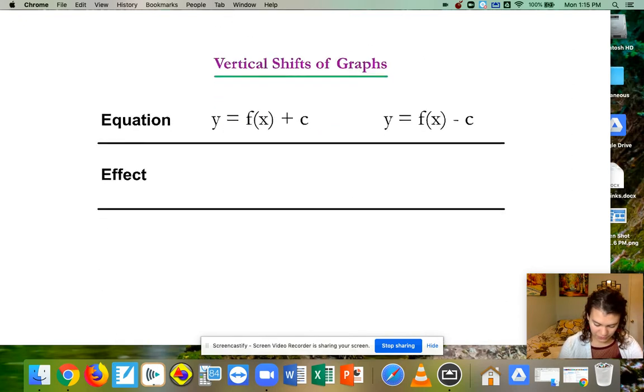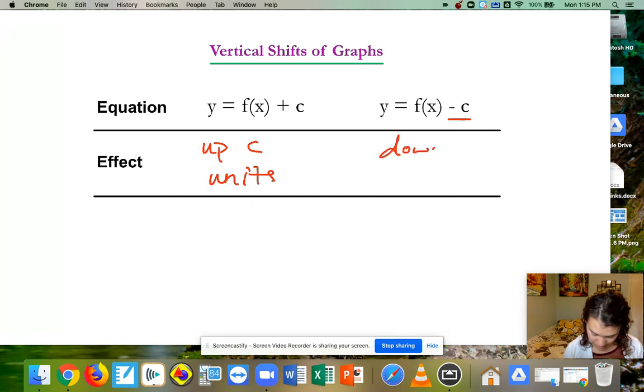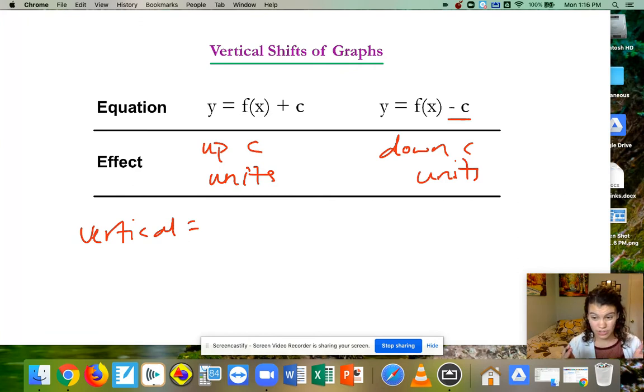So a quick review, you should know this already, but if we have y equals f of x plus c, we want to know what does that plus c do? That is going to move your function up c units. And then your minus c would go down c units. As a side note, anything vertical, so like these two, are going to affect your whole function. You add it on to outside of the function. So it affects the whole function.